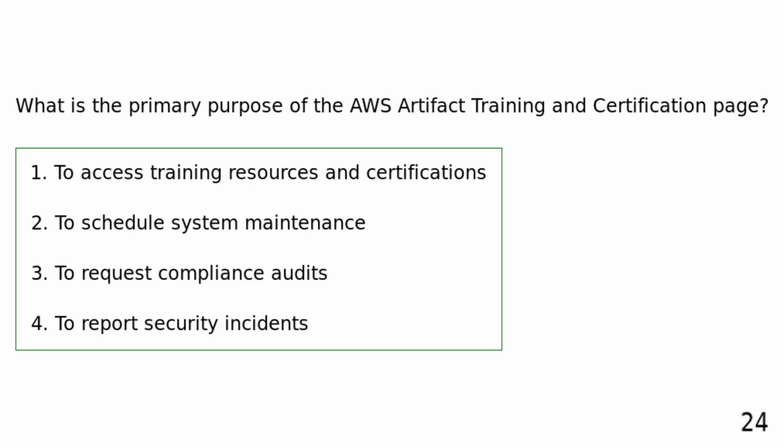What is the primary purpose of the AWS Artifact Training and Certification page? To access training resources and certifications. To schedule system maintenance. To request compliance audits. To report security incidents.